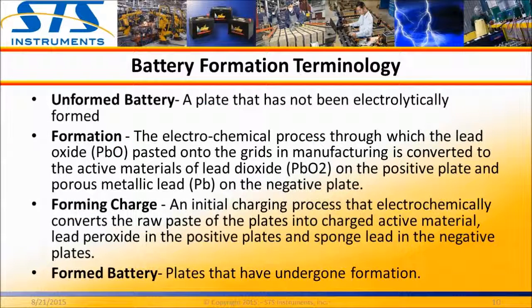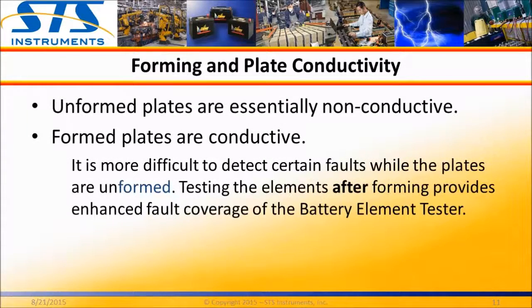During the actual manufacturing process, the plates in each battery element or cell have to be formed. Forming is the electrochemical process that converts the lead oxide paste that is applied to the plates during manufacturing into 2 different active ingredients, lead dioxide on the positive plates and porous metallic lead on the negative plates. Once the plates are formed, the battery is ready for use. Plate formation has an impact on the ability to test the battery plates for potential defects. This means quality testing is best done after formation to obtain higher fault coverage during production test.